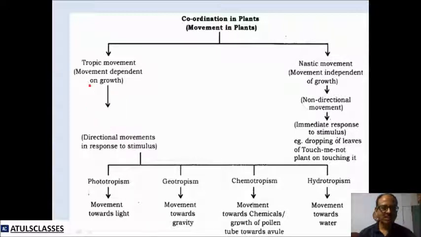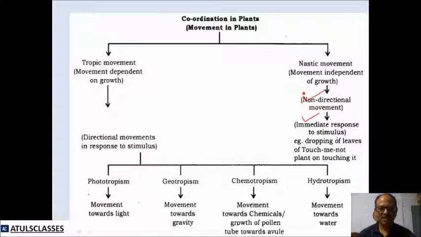The tropic movements are directional and they respond to stimulus, but the nastic movements are non-directional. They immediately respond to the stimulus. For example, the touch me not plant that you are seeing does not show the movement due to growth, but it is independent of growth and it is non-directional. It can move either downwards or in any direction.